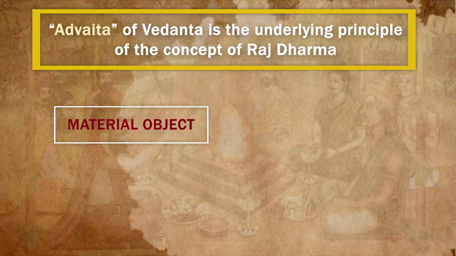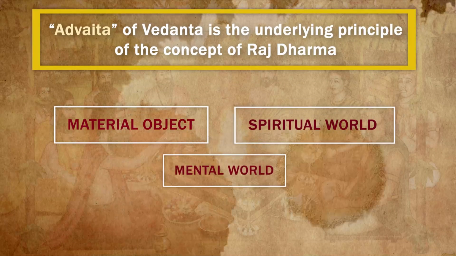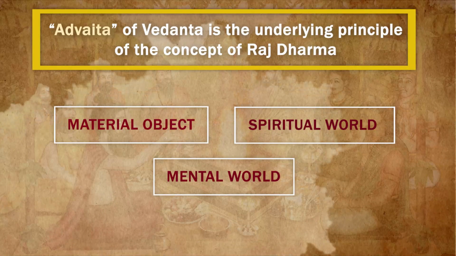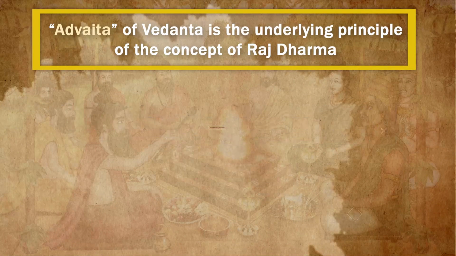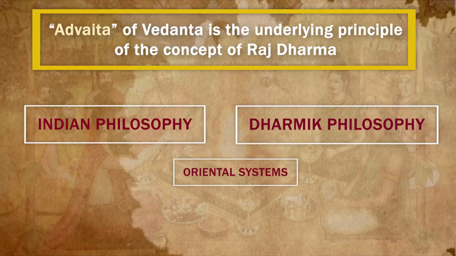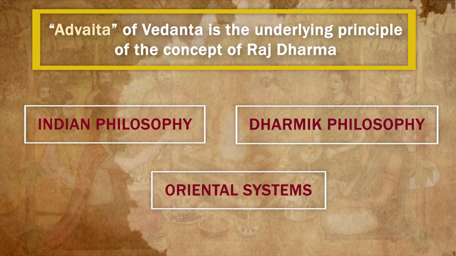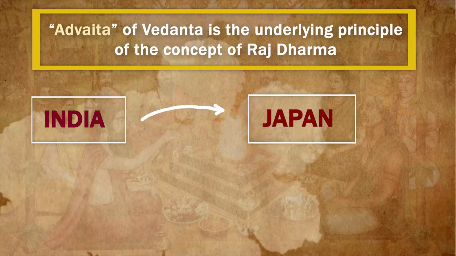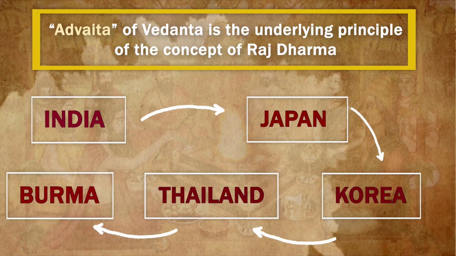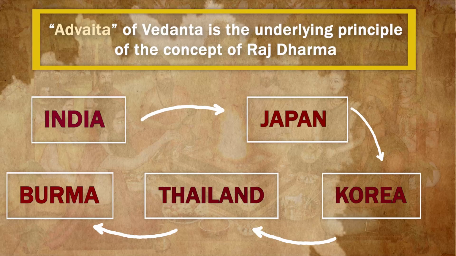Now, the philosophical underpinning of this statecraft that we are discussing is Vedanta or Advaita. Advaita means there is no distinction between the material object and the spiritual world or the mental world. That means there is no distinction between mind and matter. This is the uniqueness of Indian philosophy, of Dharmic philosophy, of the Oriental systems. In all the Oriental systems, from India to Japan to Korea to Thailand and Burma and Myanmar, this is the basic underpinning, that there is no difference between mind and matter.